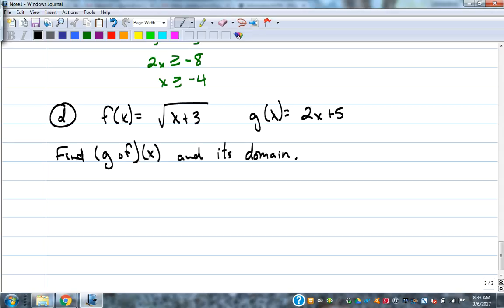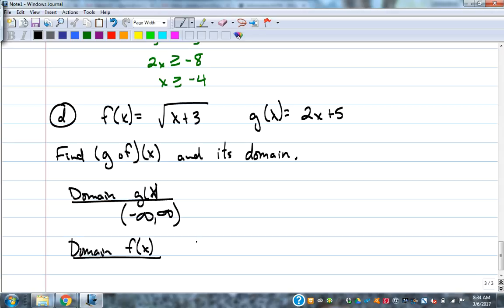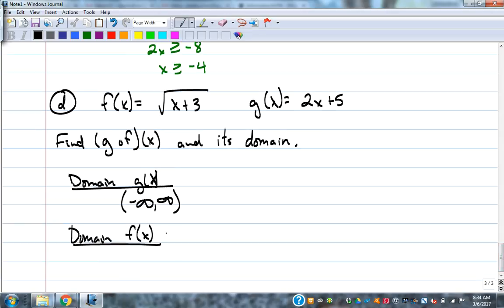Now we're replacing x in the g of x function with this square root stuff. So I think this will help us understand that the second one's the one that really is doing all the work here. So the domain of g of x. What's the domain of g of x? Yeah, negative infinity to positive infinity. All real numbers. Domain of f of x. Is it not equal to, or is it something else? Greater than or equal to. x is greater than or equal to -3.